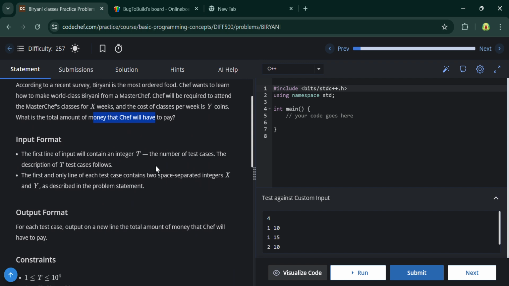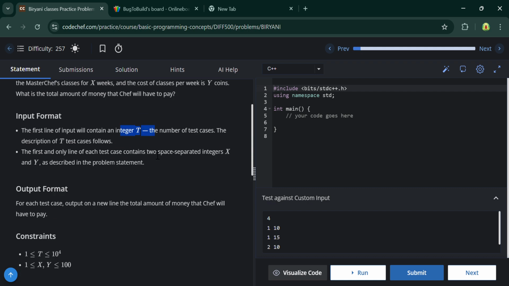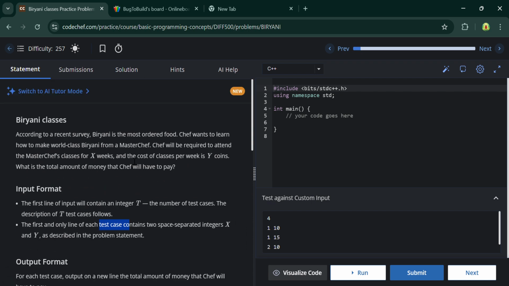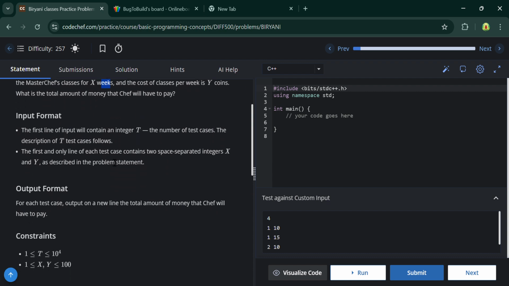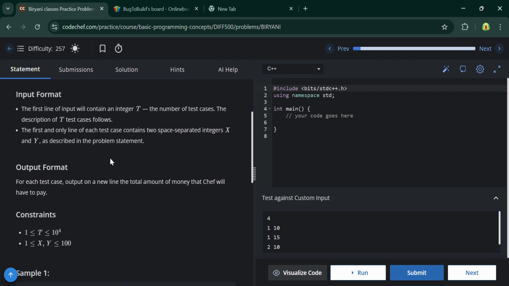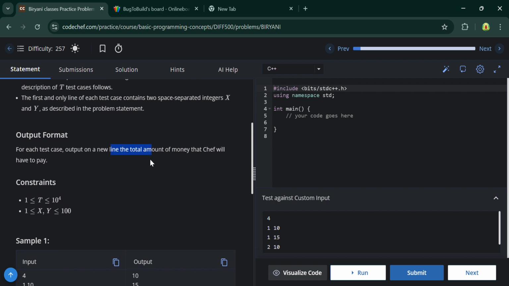Okay, so in the first line there is given the number of test cases, and in the second line there are given X and Y. X is basically the weeks and Y is the coins that he has to pay, and you have to return the total amount of money that he has to pay to the master chef. So for each test case, the output is the amount the chef has to pay.